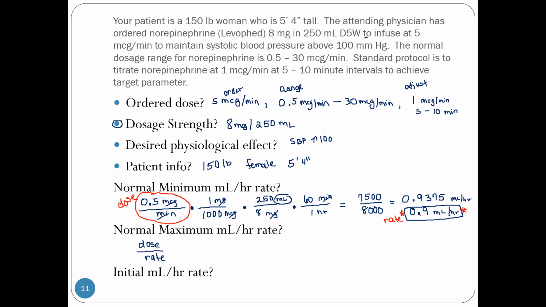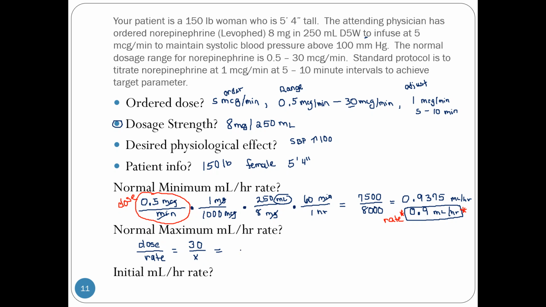So rate has the label of milliliter per hour. Dose has a label of microgram per minute. So maximum dose is from the range, which is up here at 30, so I'll put that on top. And maximum rate, I don't know, so I'll put an X.